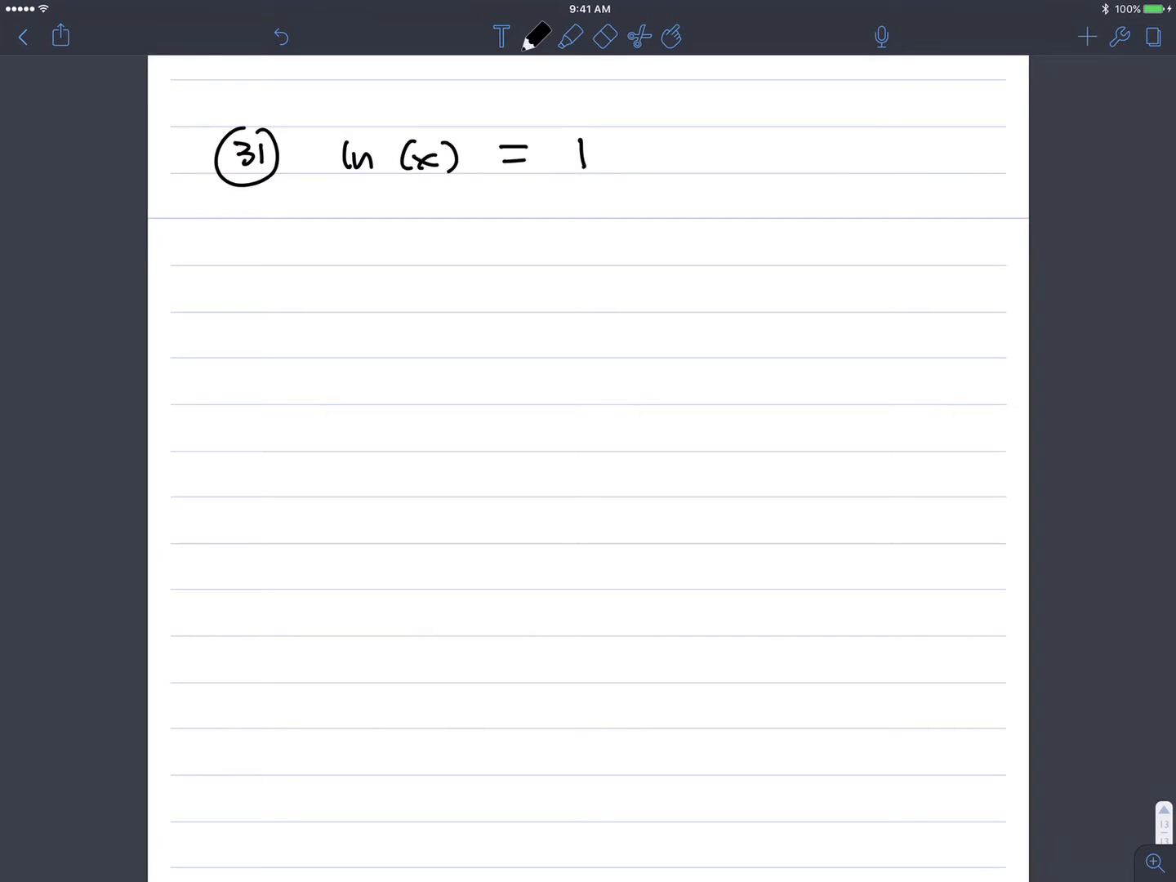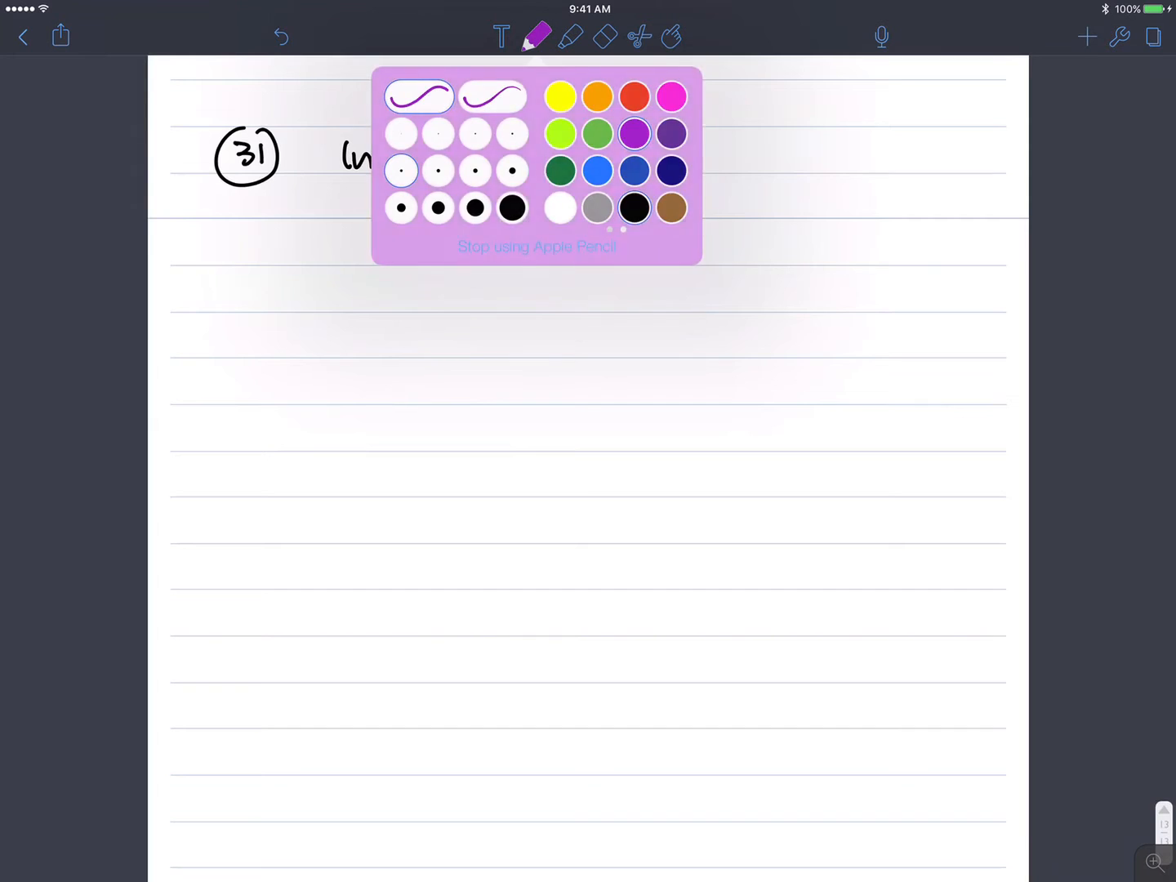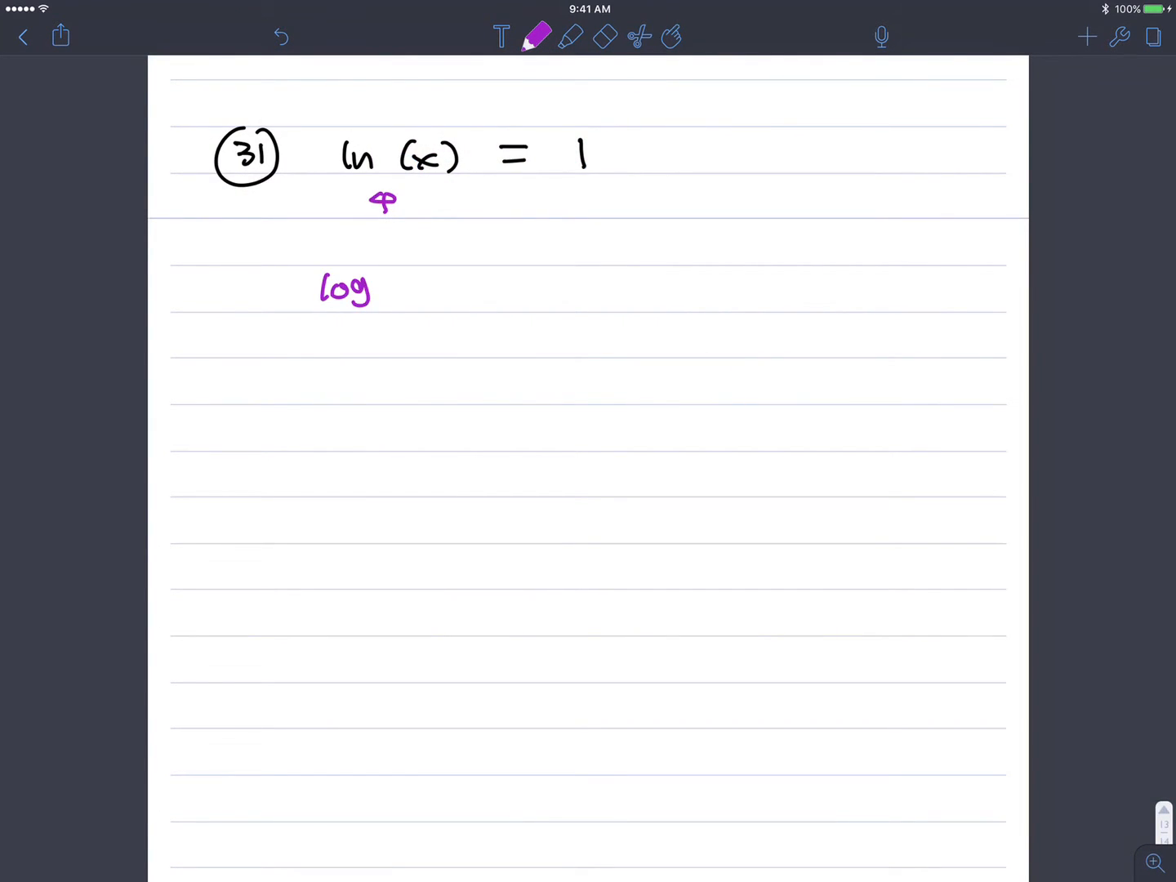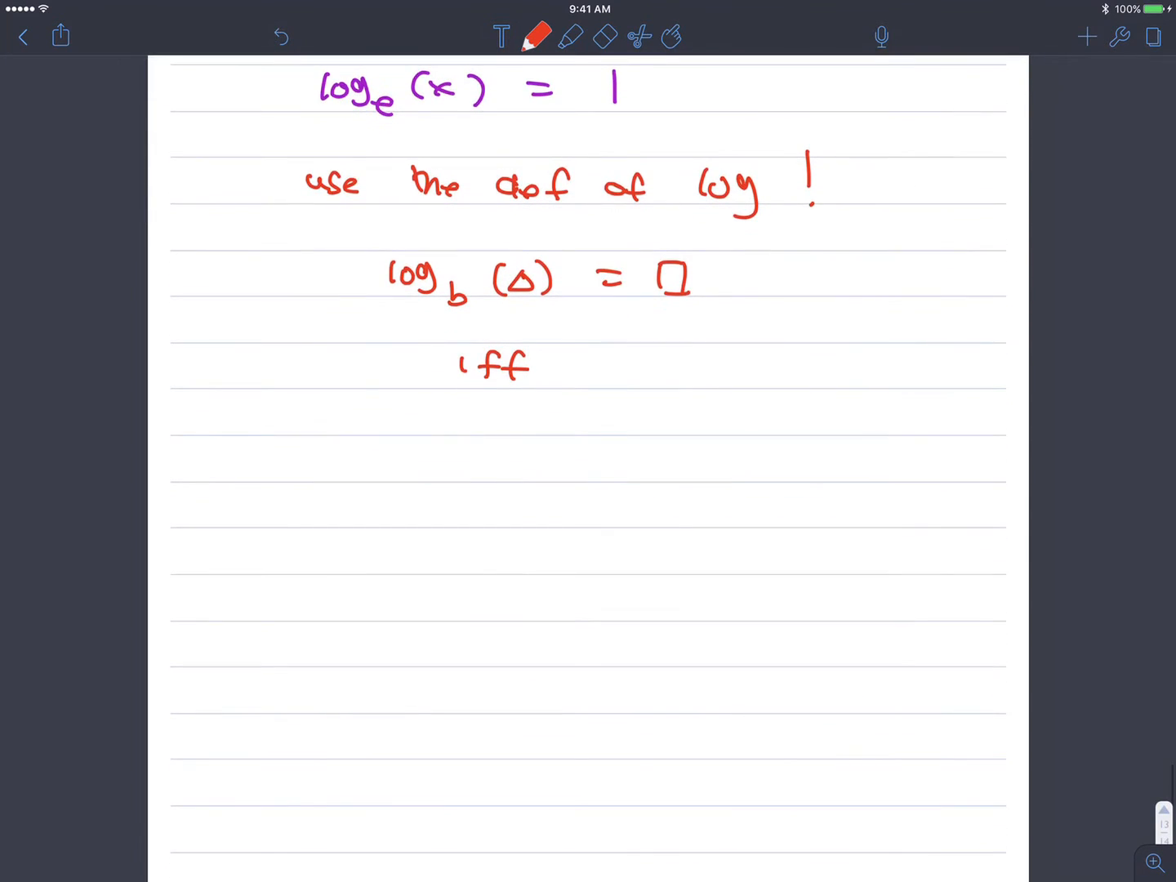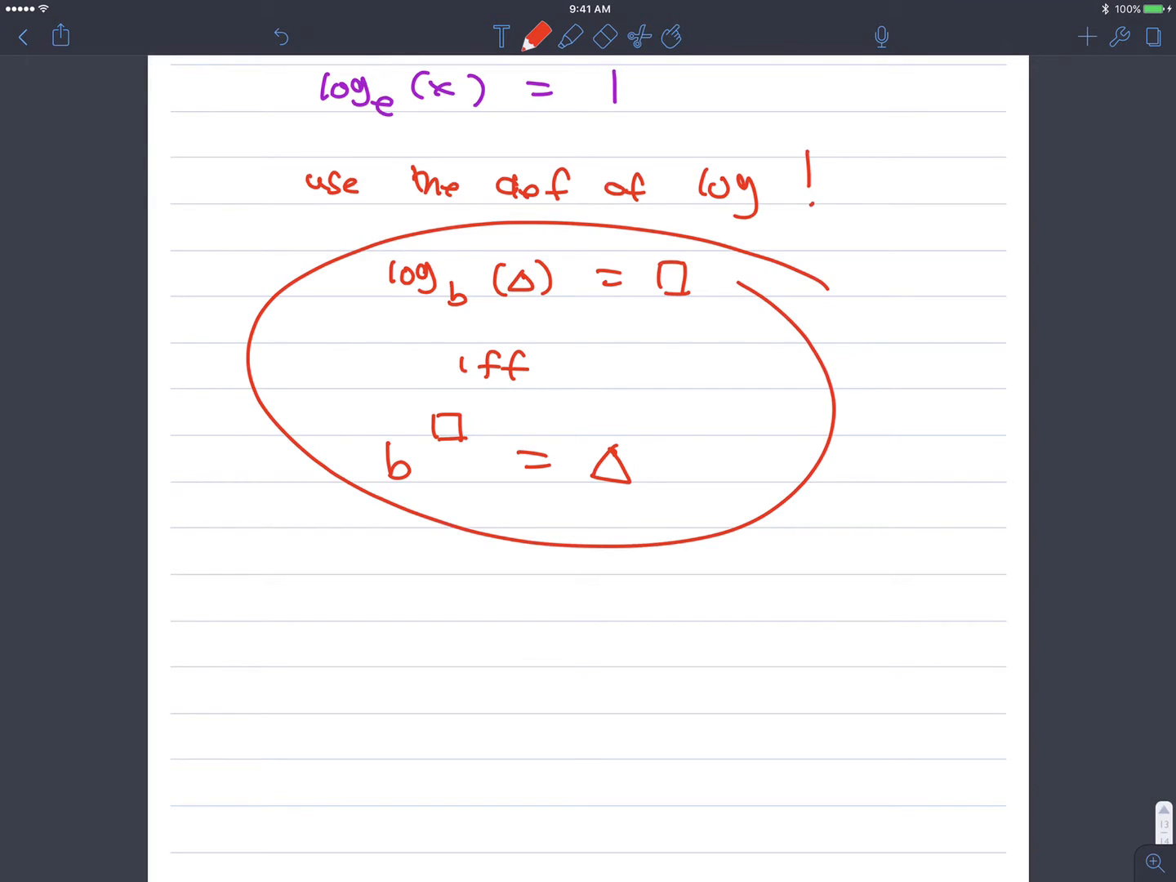Before we actually try to find the value of x, let's go back for a second and think about what the natural log is. This is really a log base e of x equals 1. That's what the natural log is defined to be. You're going to always use, in this case, the definition of log. And here's what I mean. That log base b of any value, in this case we'll call it a triangle, so log base b of triangle equals square, is equivalent to, the same as, this exponential: b to the square equals my triangle. That is really what we're using.